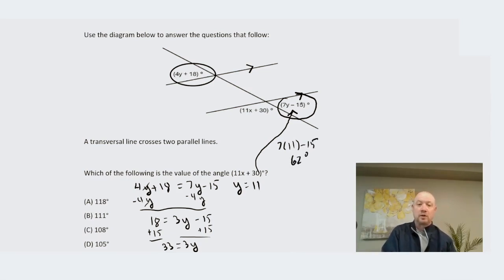62 degrees. So if this angle is 62 degrees, 11x plus 30, since these form a linear pair here, so we have a straight line through here, I can just take 180 minus 62 degrees, and I would get the answer of 118 degrees. So the answer here would be choice A.